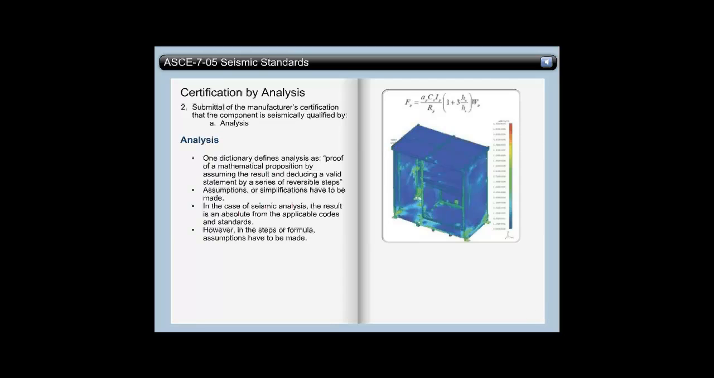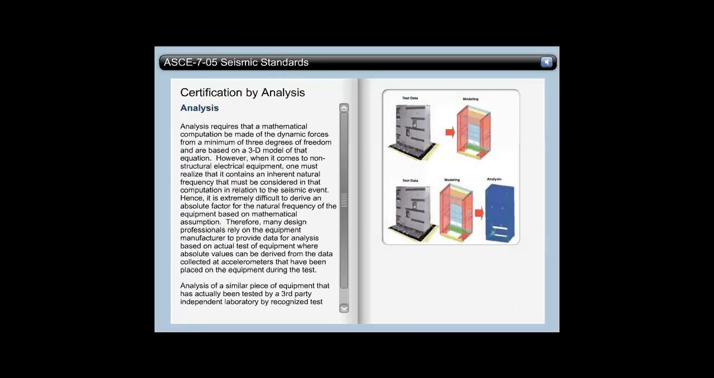As for the ASCE 7-05, many sections contain parts that can be assimilated to define analysis, such as: analysis requires that a mathematical computation be made of the dynamic forces from a minimum of 3 degrees of freedom and are based on a 3D model of that equation. Analysis also allows for different standards that could be used for computation, thus allowing for additional error or bias. Eaton recommends that IEEE 344 be used as a basis for the computation.